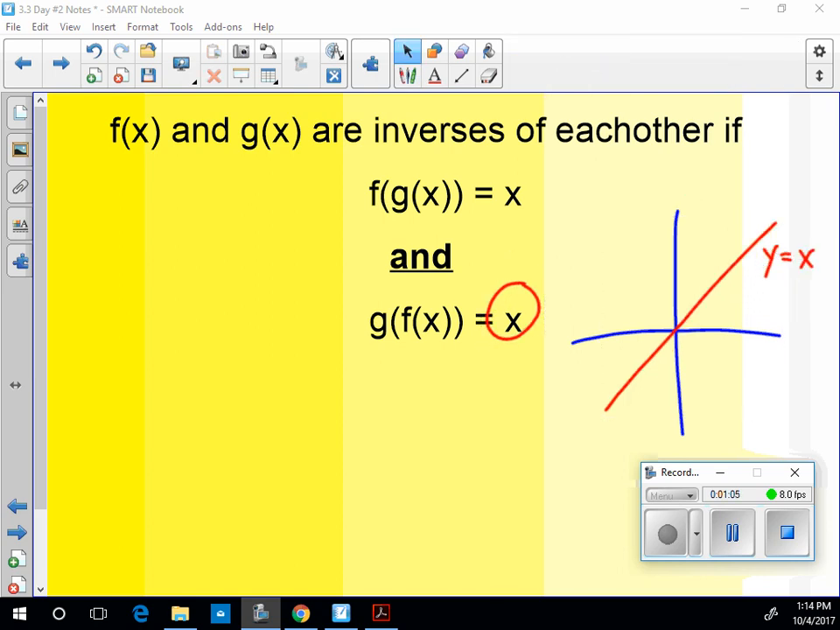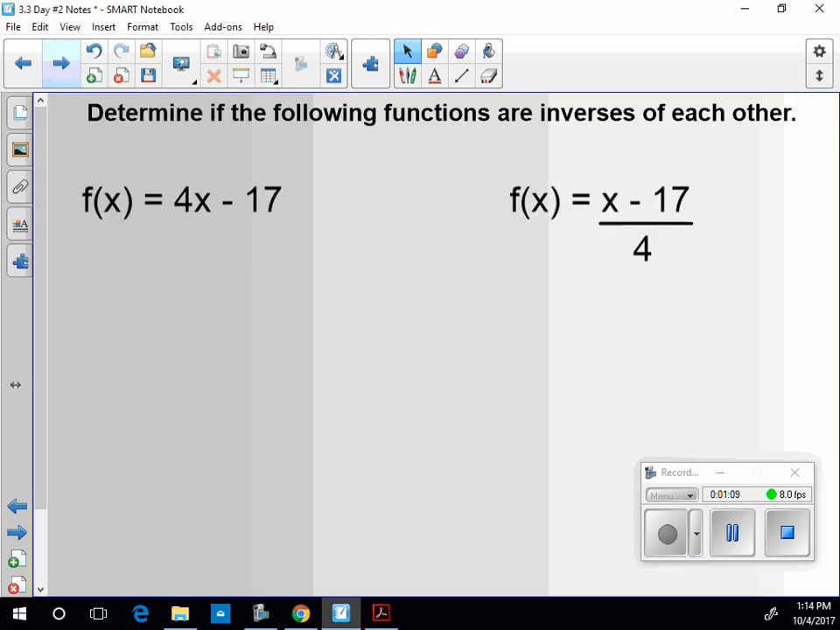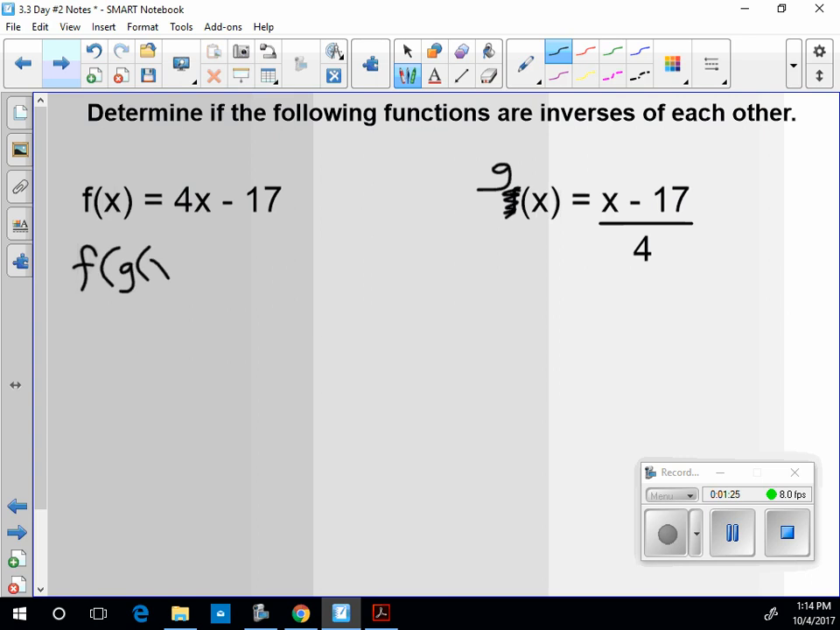Okay, so let's do a couple of these and talk through them. All right, I got two functions. I'm going to plug g into f. Let's see if we get x when we simplify. Which one is g? Oh, okay, great, nice work. Let's call that g. So let's plug g into f. So that's 4 times something, minus 17, that something in this case is going to be g.